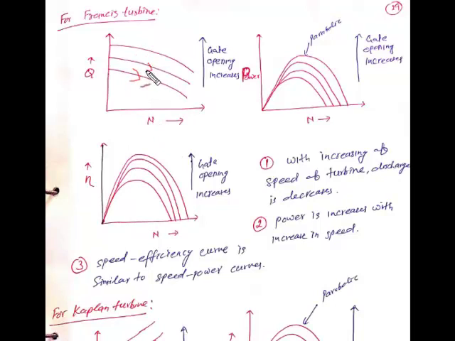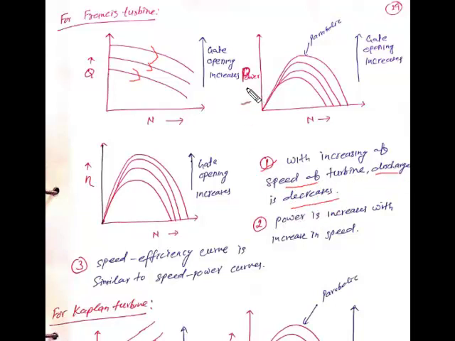We can see in this diagram that when the speed of the Francis turbine increases, it resists the water flow from radial inlet to axial flow. So when the speed of the Francis turbine increases, discharge decreases. The first point noted is that with increasing speed of the turbine, discharge decreases.